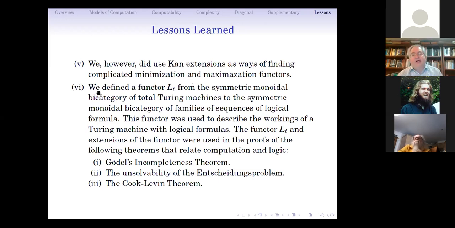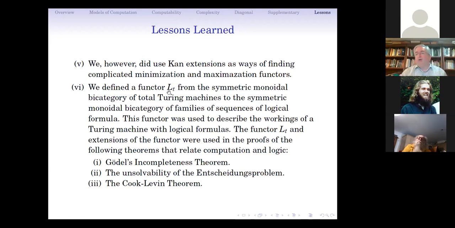Let's go back to that logic functor. We defined a functor L_T from the symmetric monoidal bicategory of total Turing machines to the symmetric monoidal bicategory of families of sequences of logical formulas. This functor was used to describe the workings of a Turing machine with logical formulas. The functor L_T and extensions of the functor were used in the proofs of the following theorems that relate computation and logic: Gödel's incompleteness theorem, the unsolvability of the Entscheidungsproblem, and the Cook-Levin theorem, which says that satisfiability is an NP-complete problem. So it's just amazing that it all falls out of this one functor.